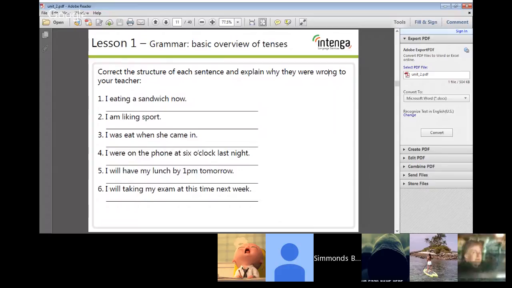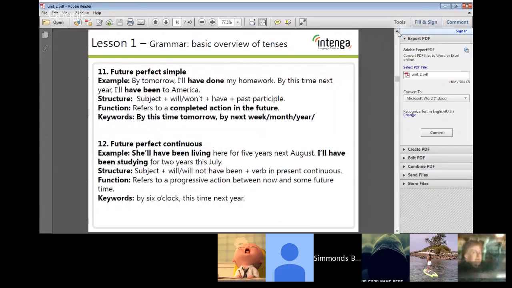Okay. So actually, let's go to the future perfect right here. So we're using the by here, okay? And keywords are by this time tomorrow, by next week, next month, or next year. That goes with this tense, okay? So by tomorrow, I'll have done my homework. What this sentence means is that my homework will be finished tonight, so tomorrow I do not have to do the homework.